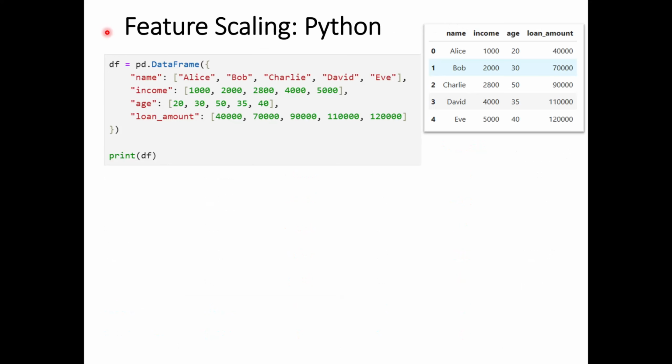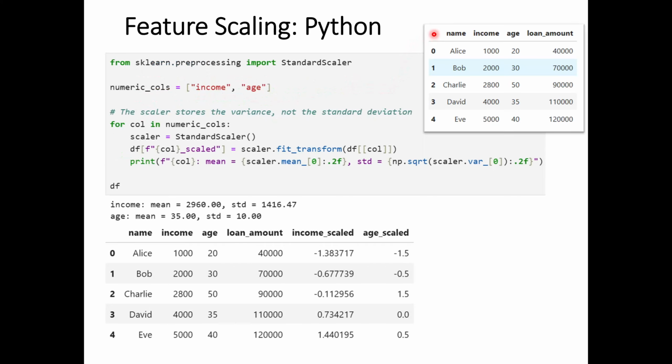Let's now see how this works in Python. First, we define our dataset. We import the StandardScaler class from the preprocessing module in scikit-learn. Then we define the numerical columns we want to standardize. Next, we create new standardized features. Notice that the scaler object stores the variance, not the standard deviation.